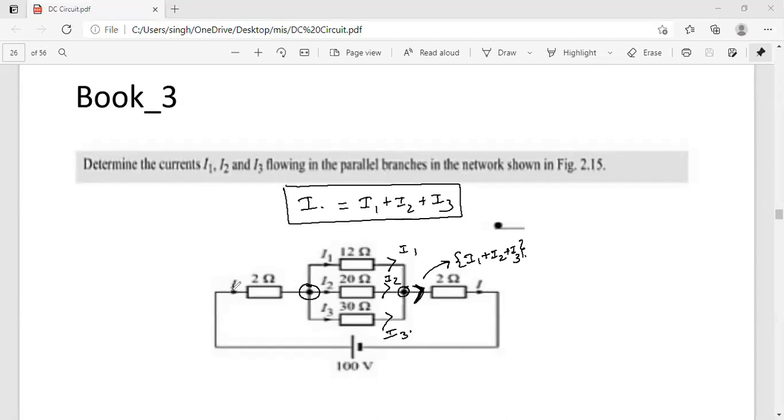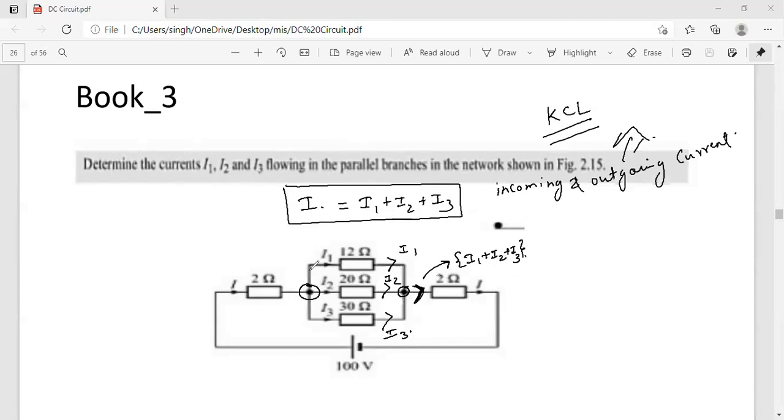You can see here I is coming and after the parallel branch again I is coming. So the same current is passing through this 2 ohm and this 2 ohm resistor. You can verify this. When we are talking about incoming and outgoing current, actually we are talking about Kirchhoff's current law. Here we are concentrating on the KCL part.